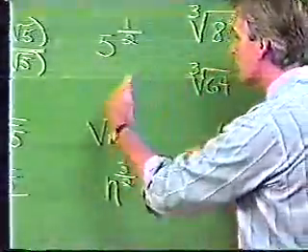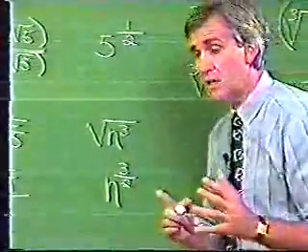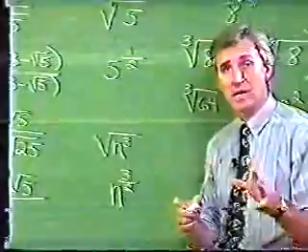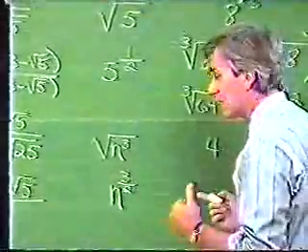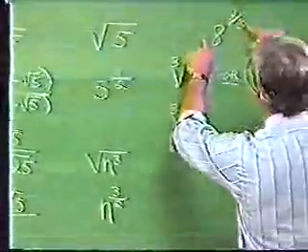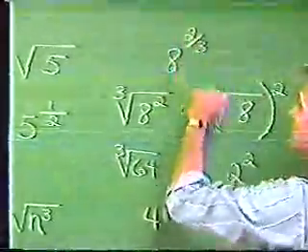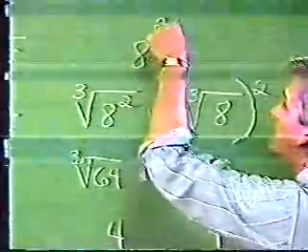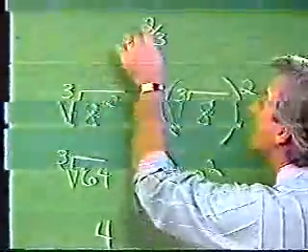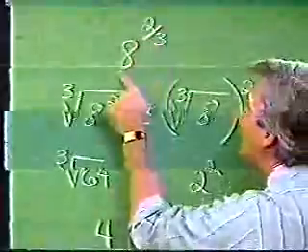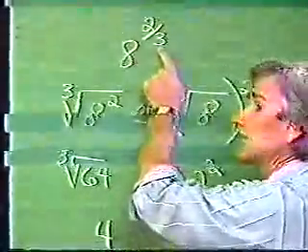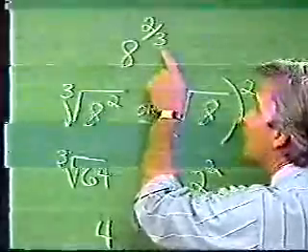Now, let's turn the situation around and take a situation involving a fractional exponent and see how we would deal with that kind of expression. 8 to the 2/3 power. The fractional exponent implies two things. The numerator tells us that we're going to raise this base to that power. We're going to square 8. The denominator of the fractional exponent says we have a radical, and this is the index of that radical.